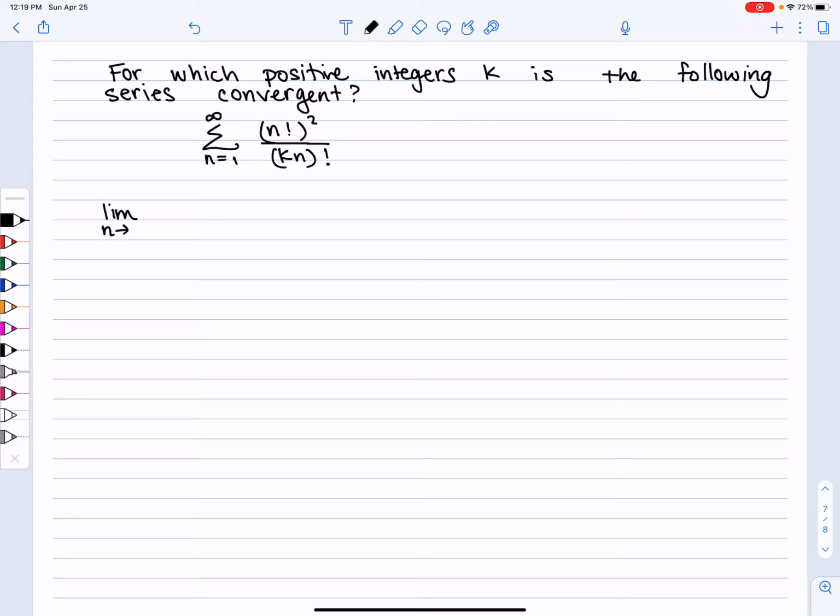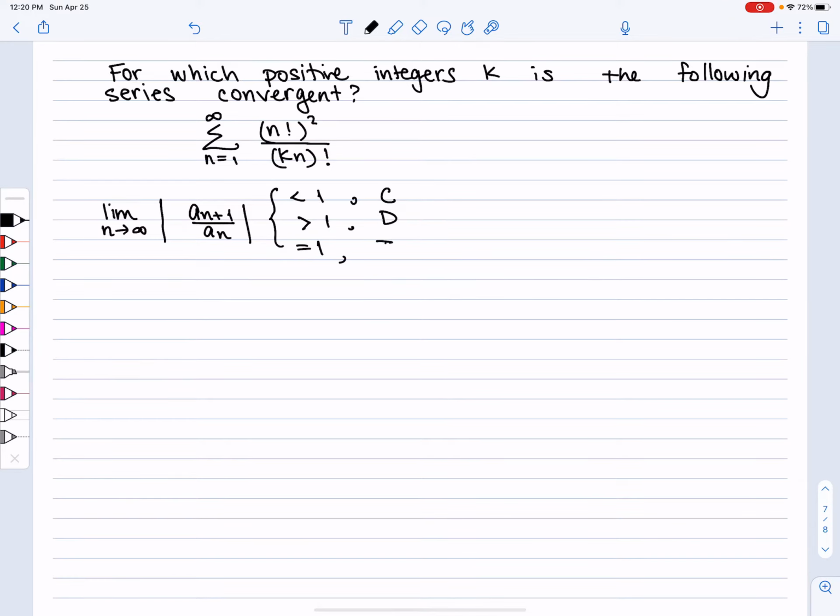So if we're going to check to see if it's convergent or divergent, we want to apply a ratio test. So we're looking at the limit as n approaches infinity of a sub n plus 1 over a sub n. And remember that if that limit is less than 1, then the series will converge. If it's greater than 1, or if it doesn't exist, then it's going to diverge. And if it's equal to 1, then the test is inconclusive.